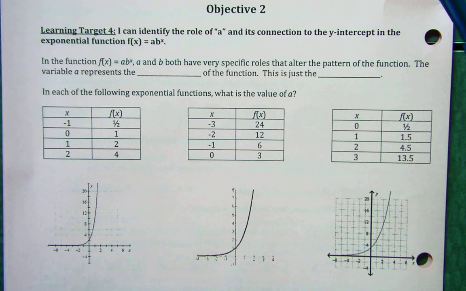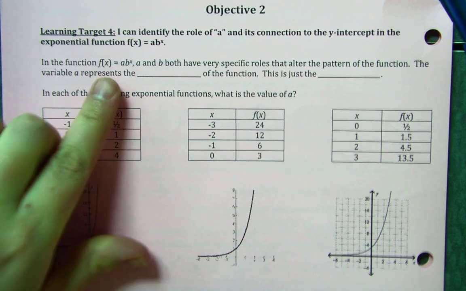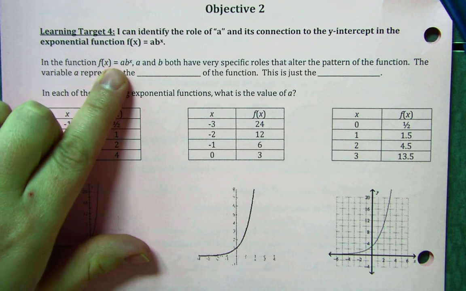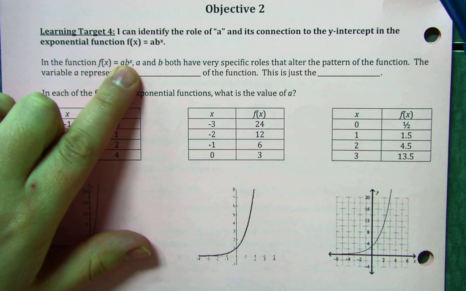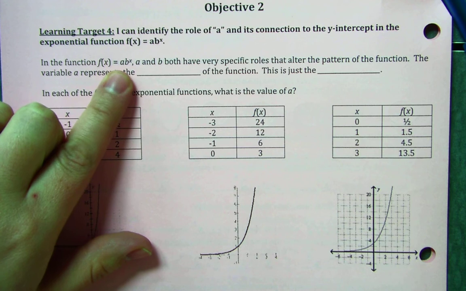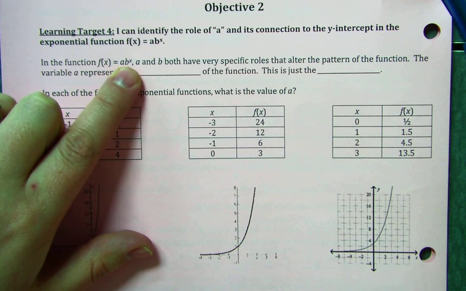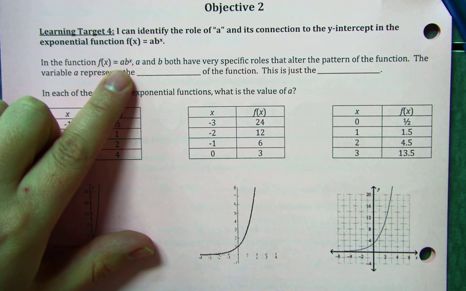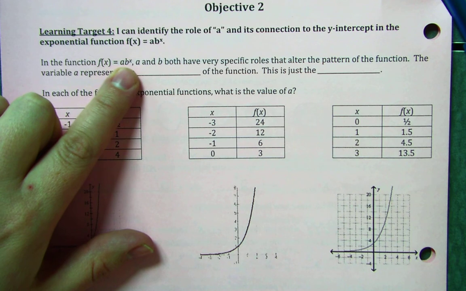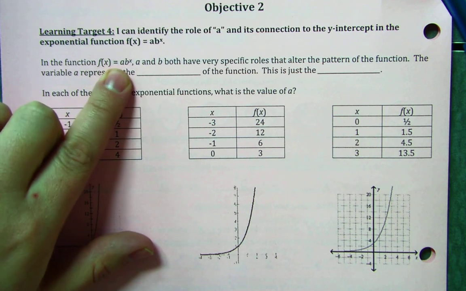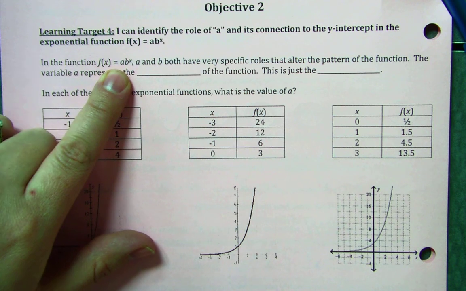So today we're going to start talking about certain values of an exponential function. Now, exponential functions usually look like this: f of x equals a times b to the x, where a and b are both numbers, and x represents the independent variable, the thing that's going to be changing. Depending on the value of a and the value of b, the function will look different because both of these values have a certain effect on the function.